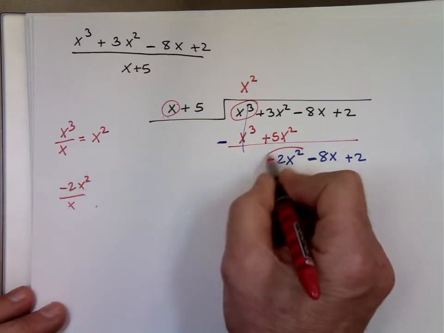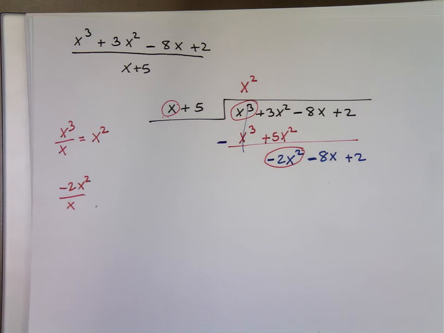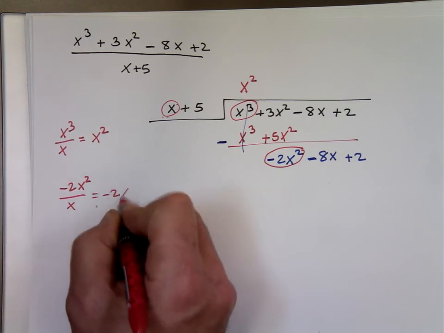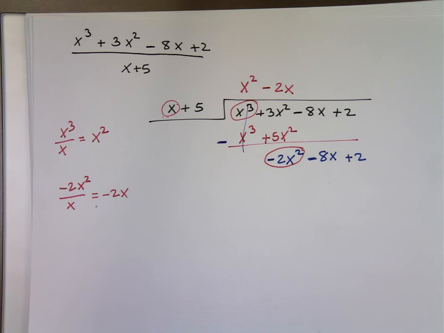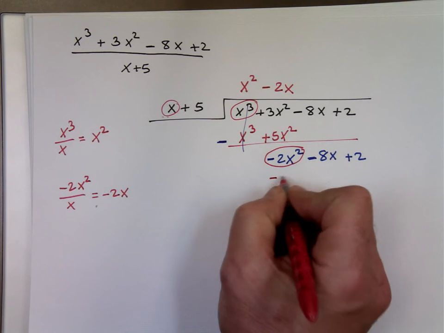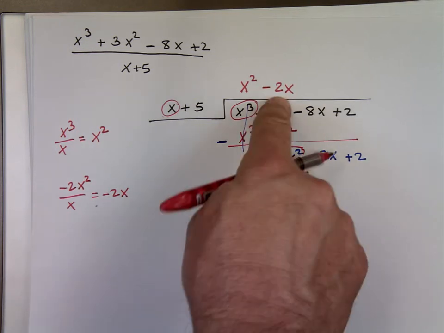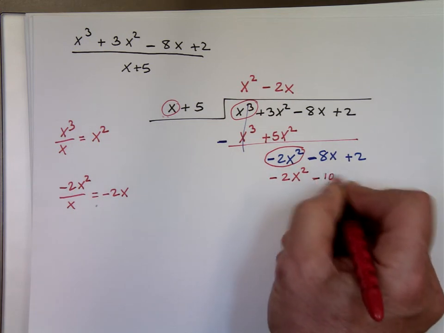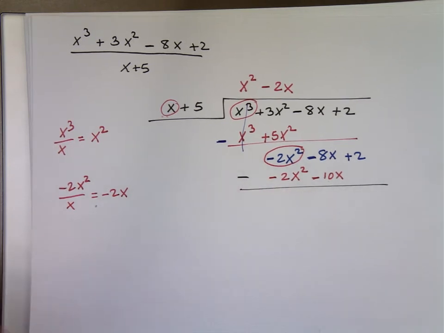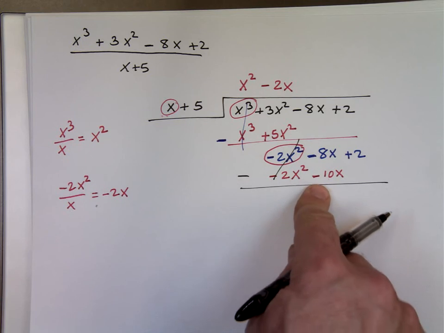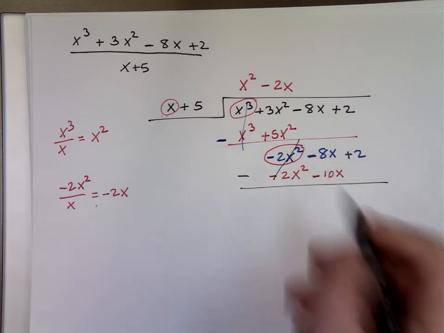So what's this divided by that? Negative 2 what? 2x. So let's put a negative 2x here. What's negative 2x times x? Negative 2x squared. What's a negative 2x times 5? Negative 10x. Let's subtract. Gone. Negative 8 minus a minus, that's a plus. Negative 8 plus 10, which is what? 2x. That's a 2x, and there's the plus 2.